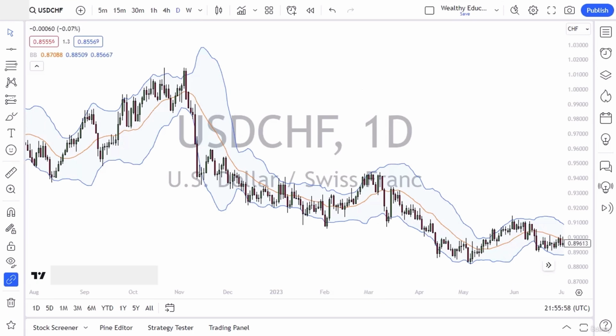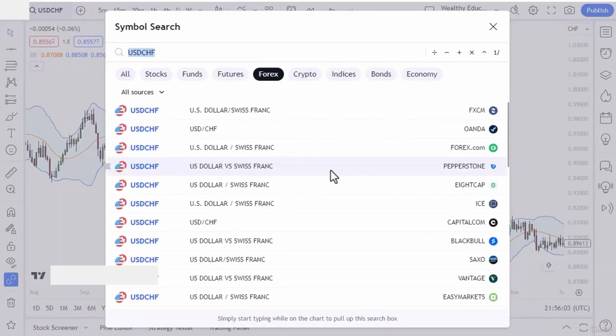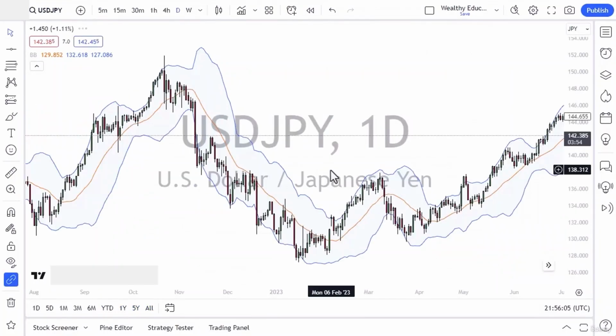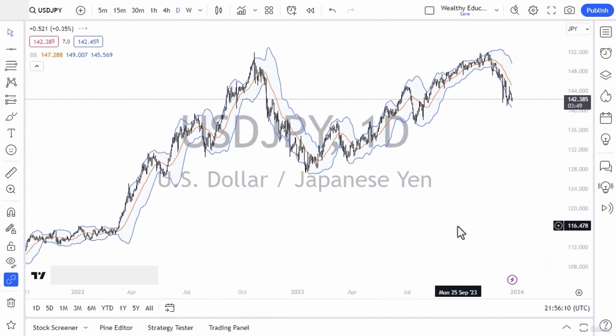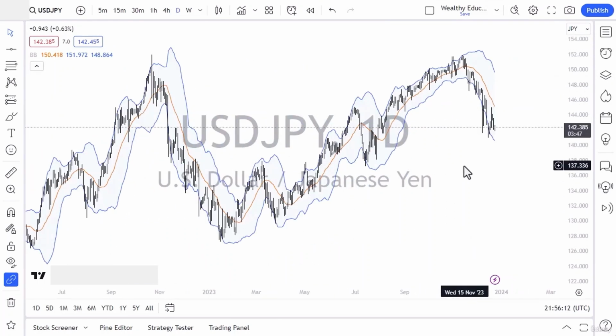Ultimately, there are a million ways to use the Bollinger Bands. You can just simply use them for an idea of trend. I mean, they really are basically a moving average and some standard deviations.